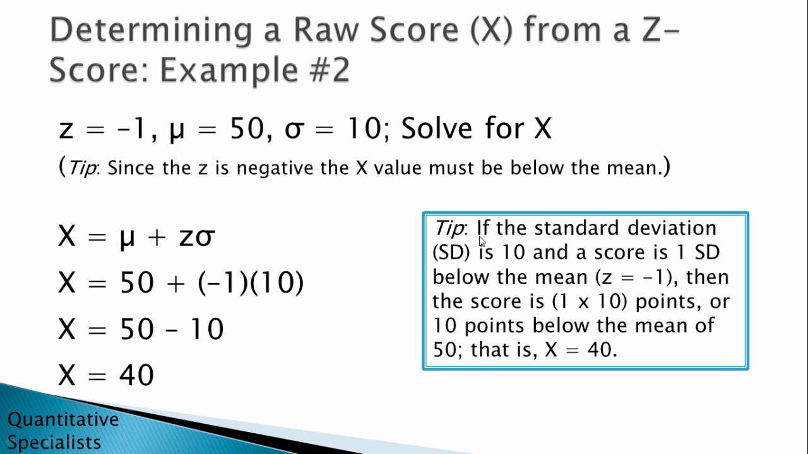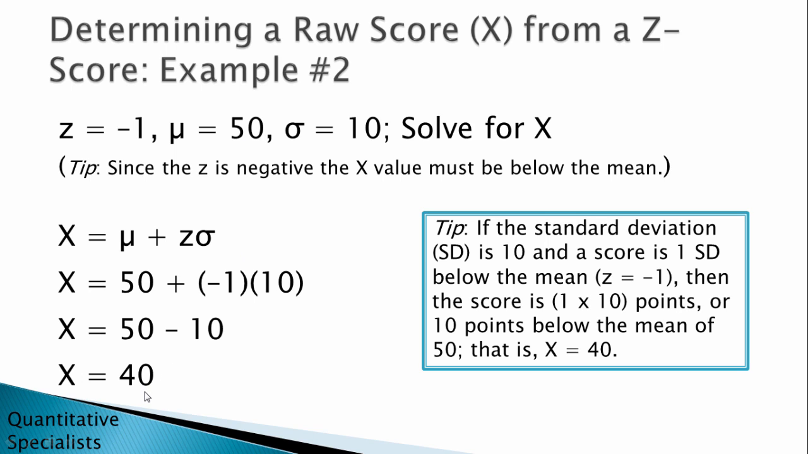And looking at the conceptual understanding for this problem as well, if the standard deviation is 10, as we saw here, and the score is 1 standard deviation below the mean, or in other words, z is -1, then the score is 1 of 10 points, or just 10 points below the mean of 50. That is, it should be equal to 40. Because our z-score indicates the number of standard deviations a value is from the mean, we see that this value is 1 standard deviation below the mean. So it's one of these, or just 10 points below the mean of 50, which gives us an x value of 40.